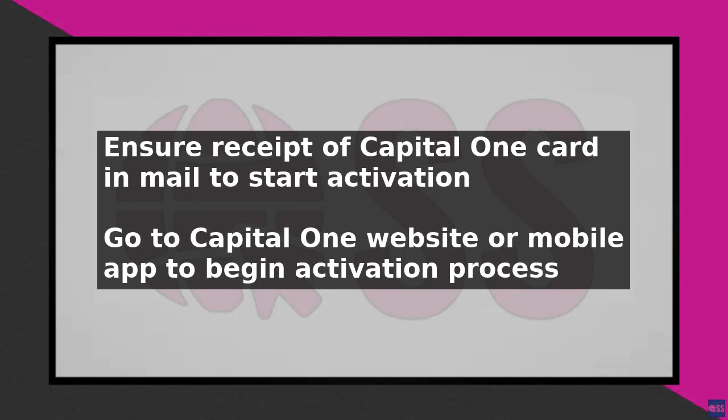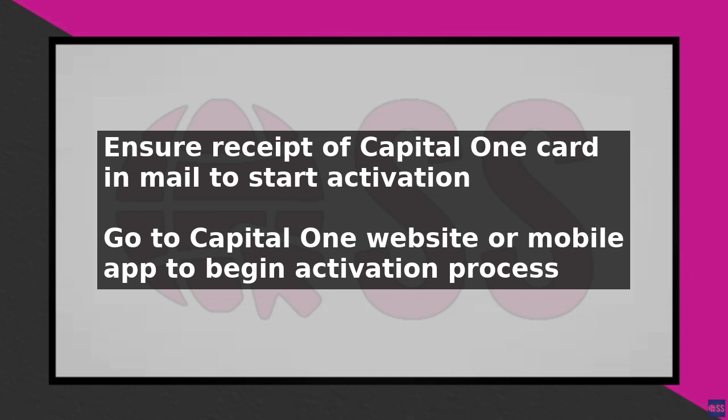To activate a Capital One card and set it up for use, follow these steps. First, ensure you have received your Capital One card in the mail, as this is the first step in the activation process. Once you have your card, go to the Capital One website or mobile app to begin the activation process. You will need to sign in to your account or create a new one if you do not already have an online account with Capital One.